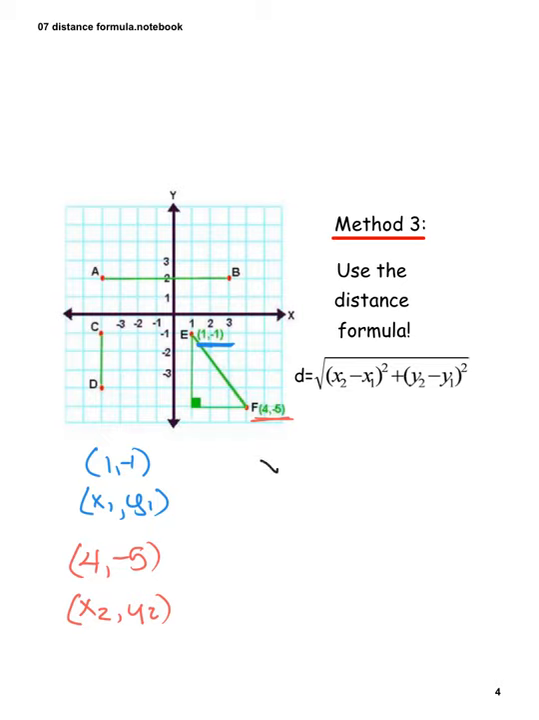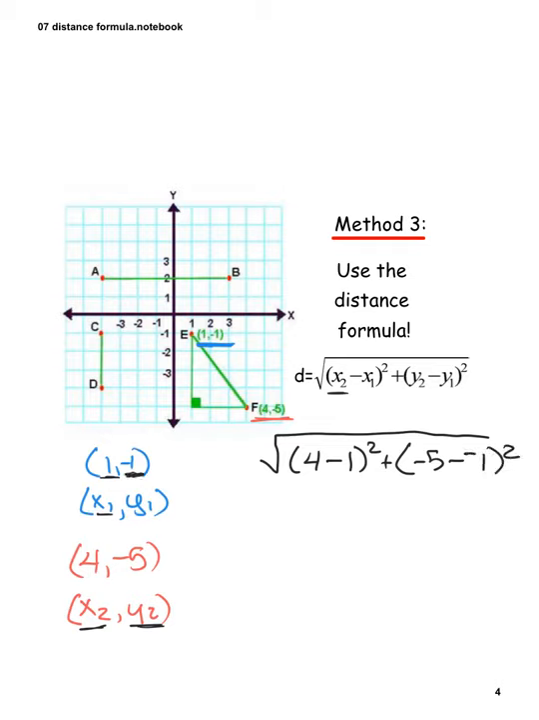So then what we're going to do is write out the distance formula, and we are going to plug in those values. x2 is 4. x1 is 1. y2 is -5. y1 is -1.